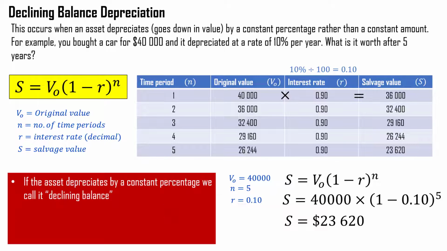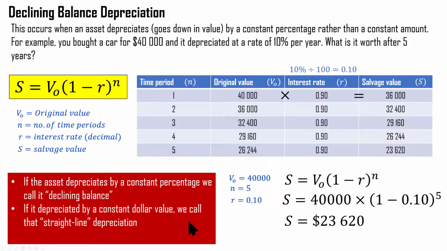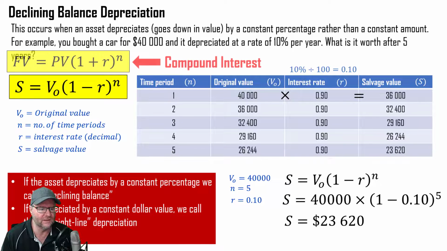So just wrapping it up, if the asset depreciates by a constant percentage, we call that declining balance method, okay? If it depreciated by a constant dollar value, like the previous video, we'd call that straight line depreciation. They're the two that we're going to learn about in this course. Now, I mentioned earlier that this little formula looked familiar. In fact, if you have a look at it, it's very, very similar in structure to our compound interest formula for future value, where the present value is outside of 1 plus r to the n.